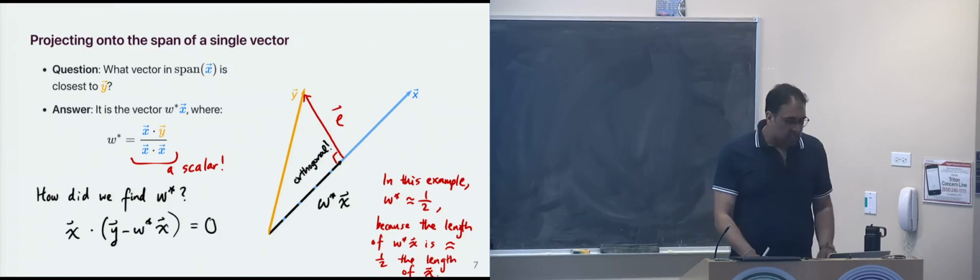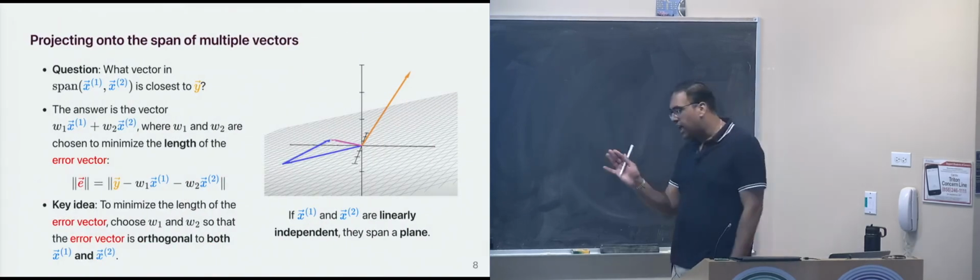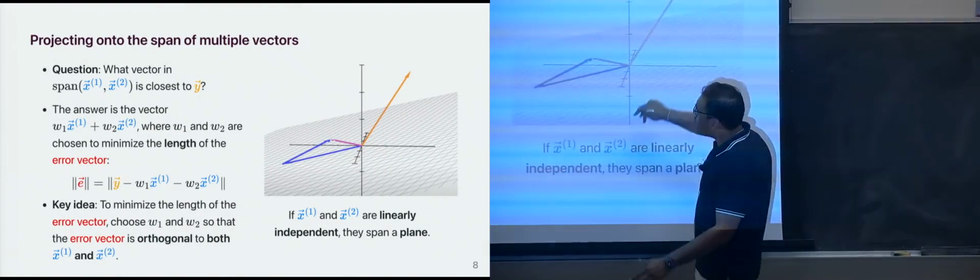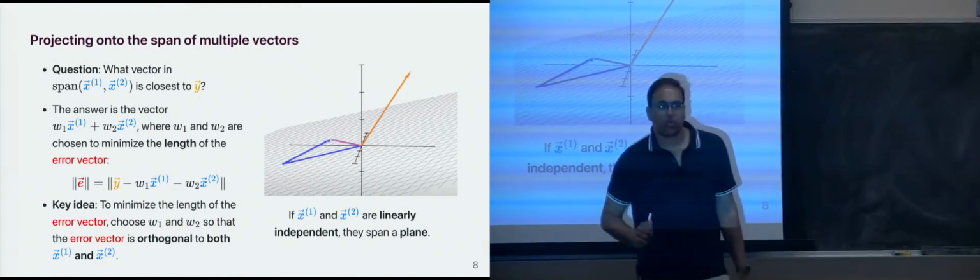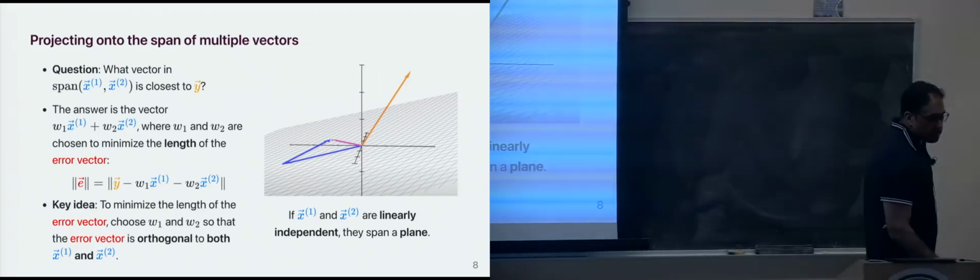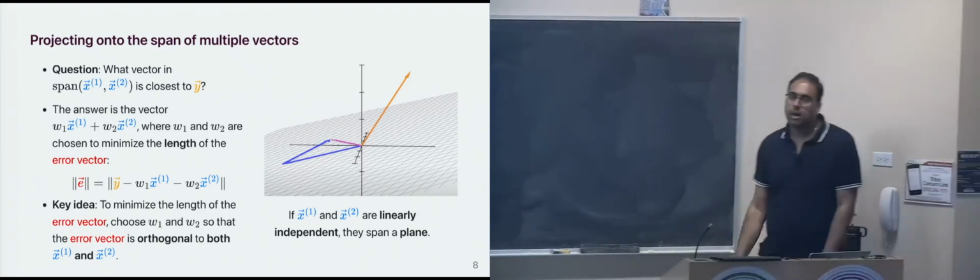Okay, that was the one vector case, but then things got a little more complicated and we said, hey, what if we now have two spanning vectors, x1 and x2? What's the closest vector in the span of x1 and x2 to my vector y?